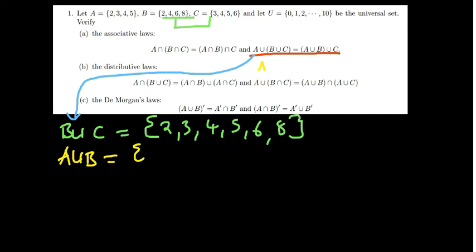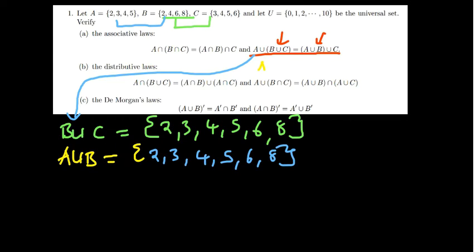If we are combining A and B, we have 2 as well. Set A is moving all the way up to 5, and then set B has got extra 6 and 8. So 2, 3, 4, 5, 6. We're getting the same thing, right? Those are the two sets we had in the brackets, that part and that part.